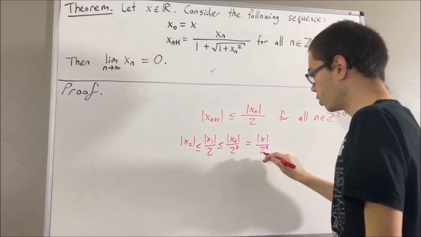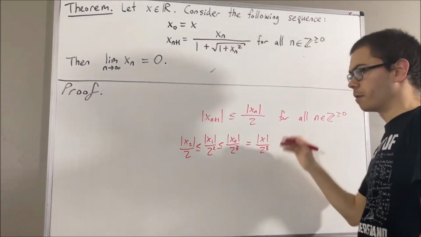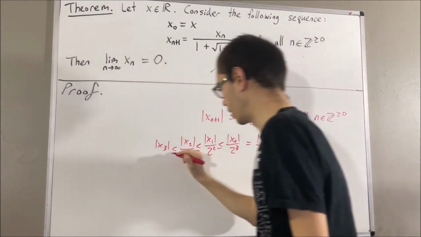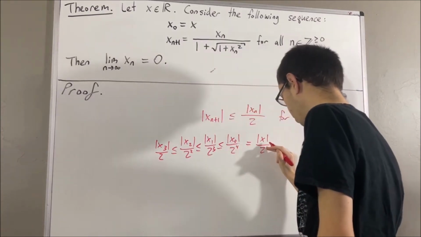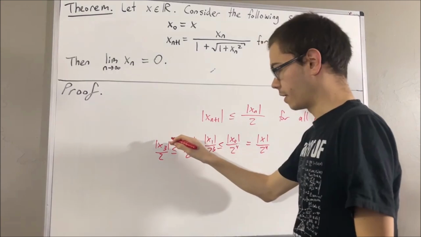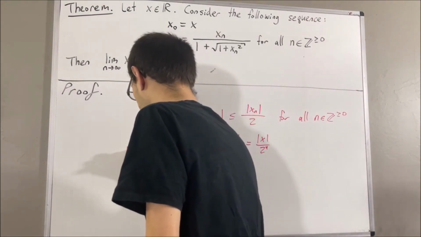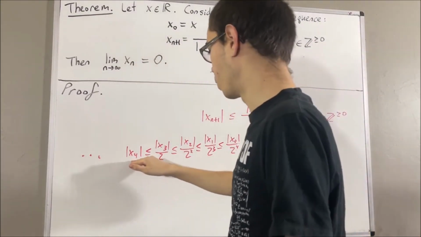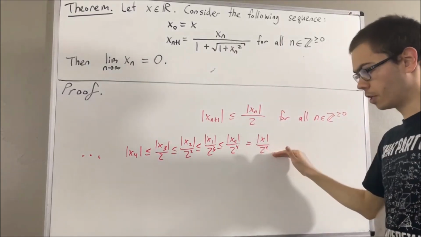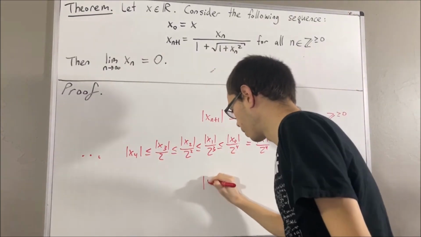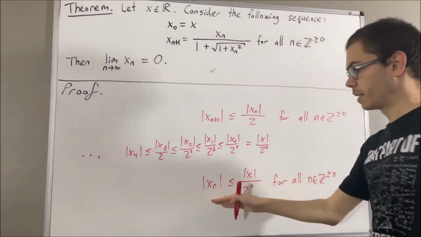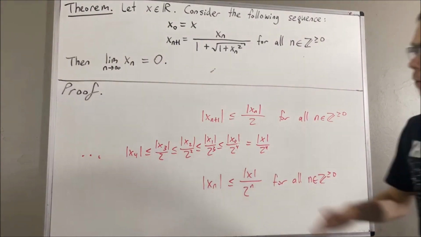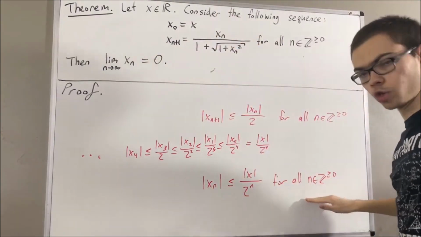Then if we divide everything by 2 again, we get this, but this is greater than or equal to absolute value of x_3. If we divide everything by 2 again, we get this, but then again, absolute value of x_3 over 2 is greater than or equal to absolute value of x_4, and you can keep doing this. We see that absolute value of x_4 is less than or equal to absolute value of x over 2 to the 4, but in general, we should expect the following. The absolute value of x_n is less than or equal to absolute value of x over 2 to the n for all n. And so, the first thing we are going to prove is that this is true.